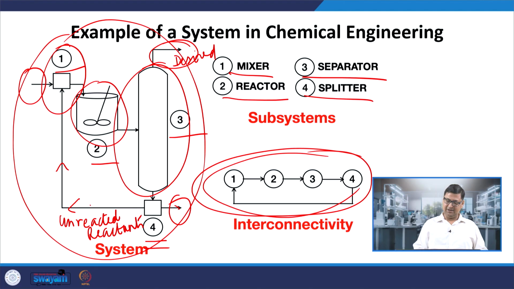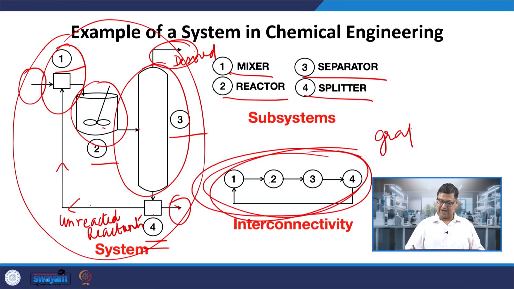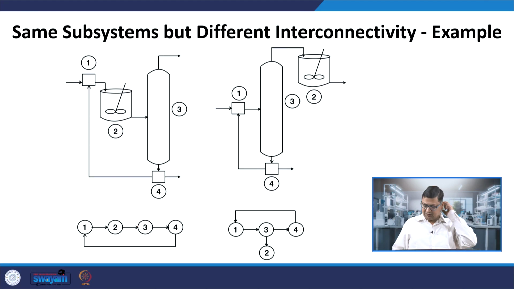For example, 1 is connected to 4. There is a stream going from 4 to 1, and that is also coming here. There is a stream going from 1 to 2, and there is a stream going from 2 to 3, that is also coming here. So, this diagram, which I will later discuss in this course as graphs, does capture the essence of how the subsystems are connected together. So, when we think about a system, we think about the subsystems making it up and how they are connected together. The reason why the interconnectivity is important is that as we change it, the system itself becomes different, right?